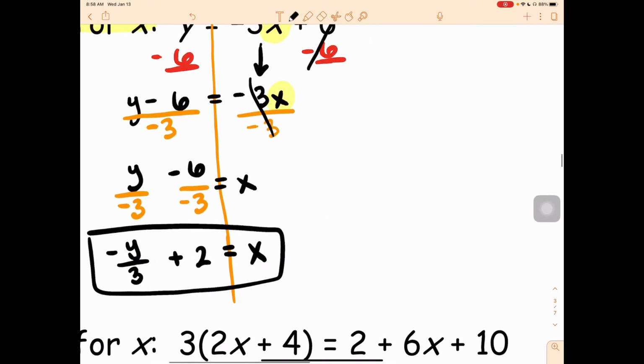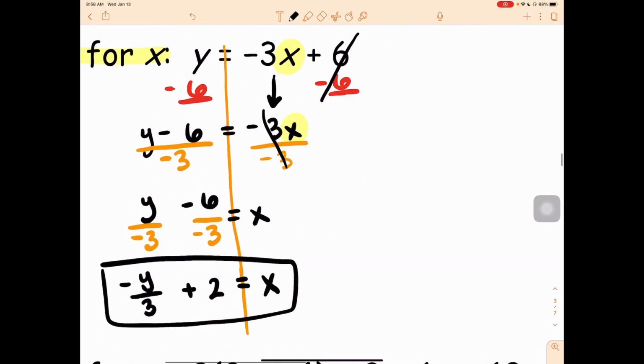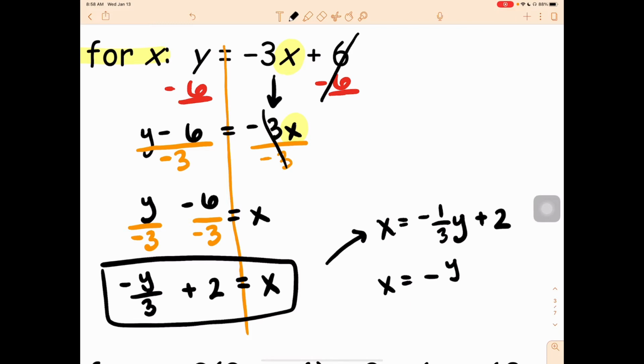And again, it does not matter if the x is on the left or the right side. I could have also written x equals, you could also write negative 1/3 y instead of y over 3. It's the exact same thing, plus 2. So any of these would be correct.